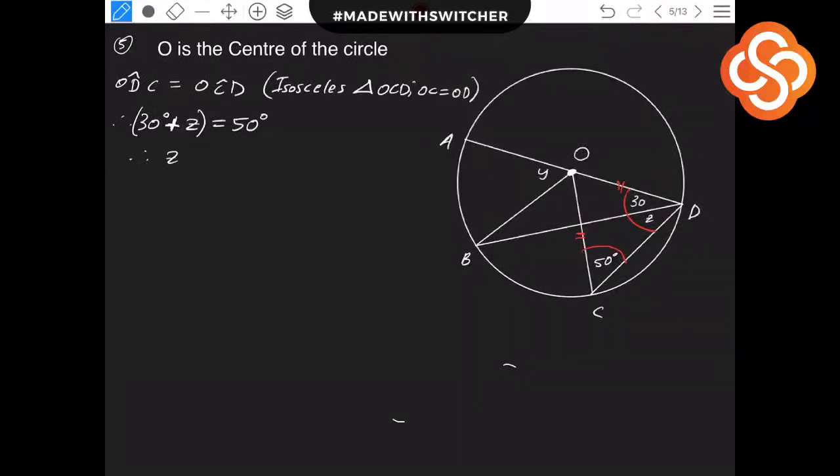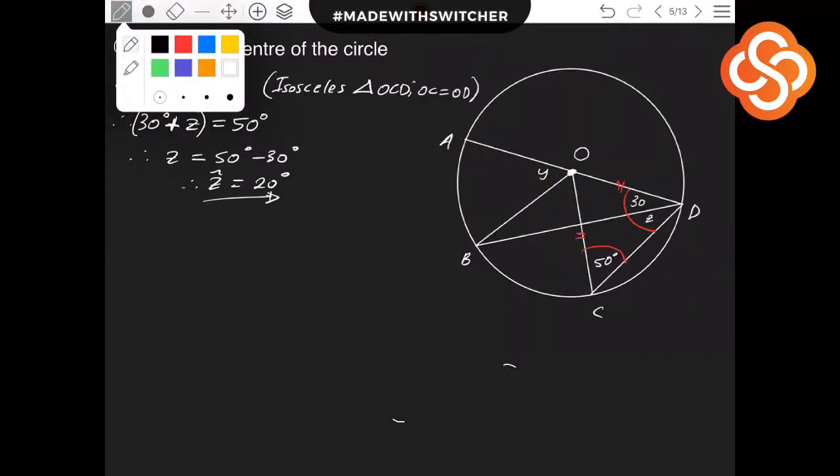Therefore, when you solve for Z, Z is going to be 50 minus 30. Z is going to be 20 degrees. And this makes perfect sense. Since this angle is equal to that angle, if you put 20 there and 20 there, adding these two will give you 50 degrees. Therefore, it makes sense. Now we need to find the value of Y.